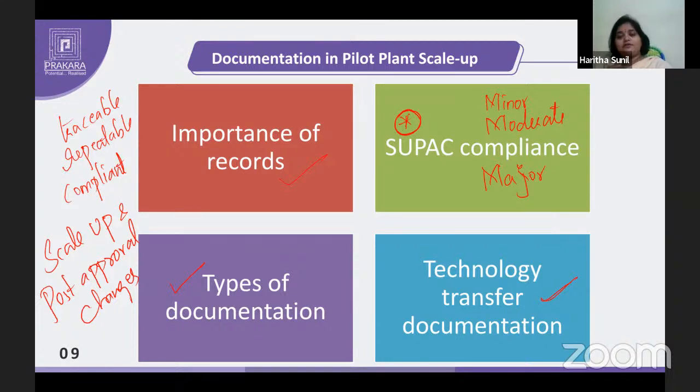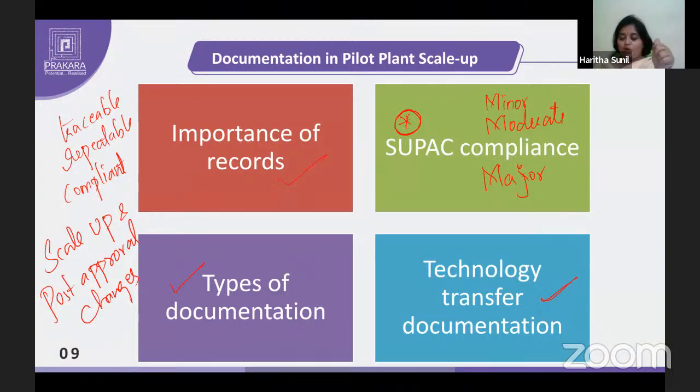And then the third one we have under this technology transfer documentation is the validation and testing data. So all the test results from the pilot plant, like stability studies or dissolution tests or any assay studies, must be documented, and also it has to be shared with the production team to ensure the same quality is maintained in the large scale manufacturing as well. So these are the four important types of documentation that we use in the pilot plant scaling up techniques.